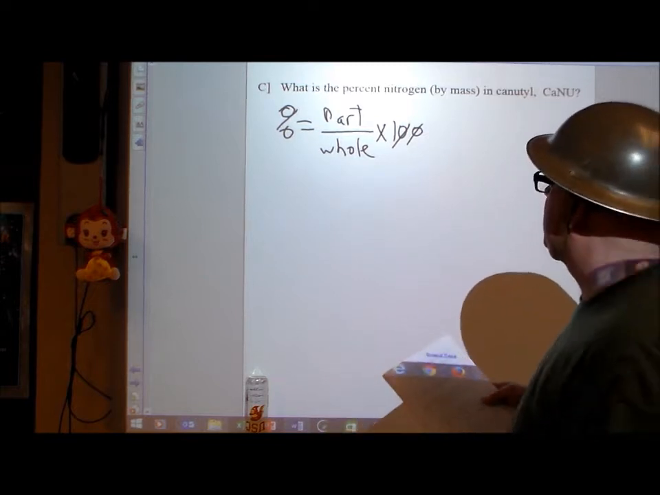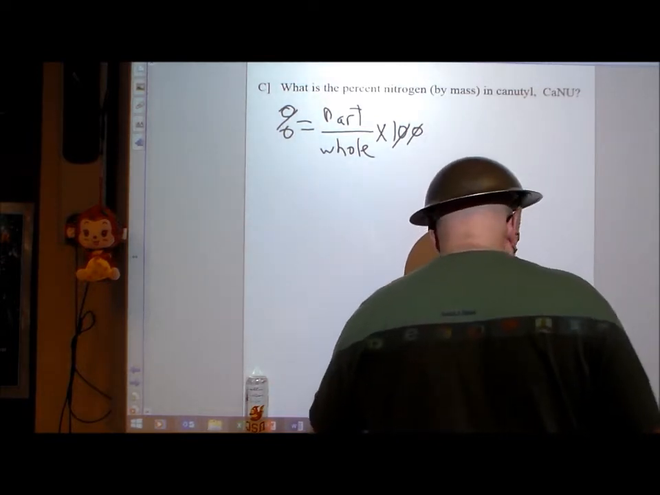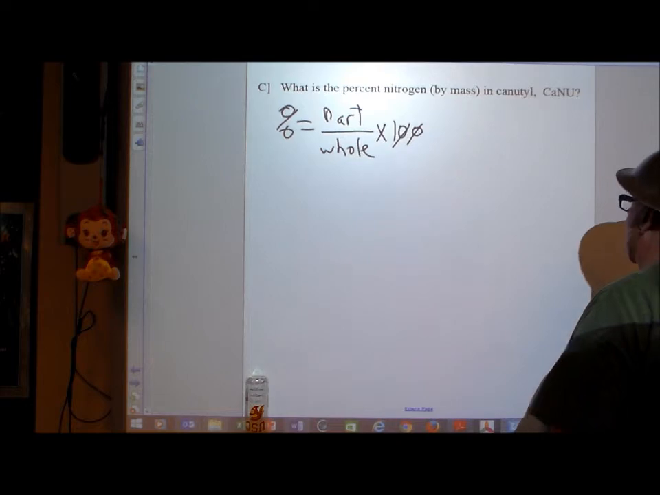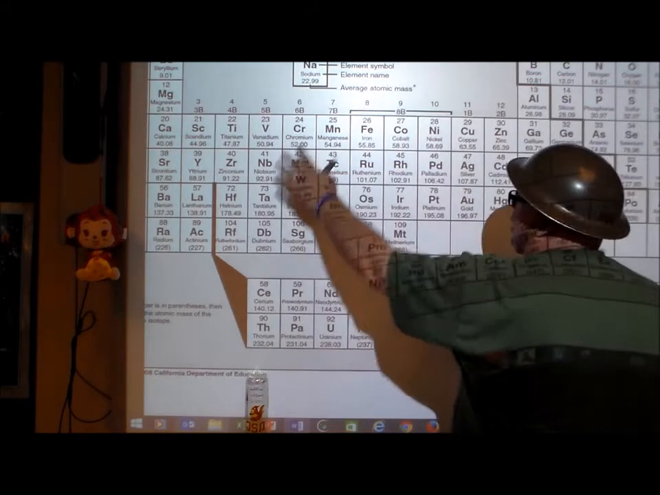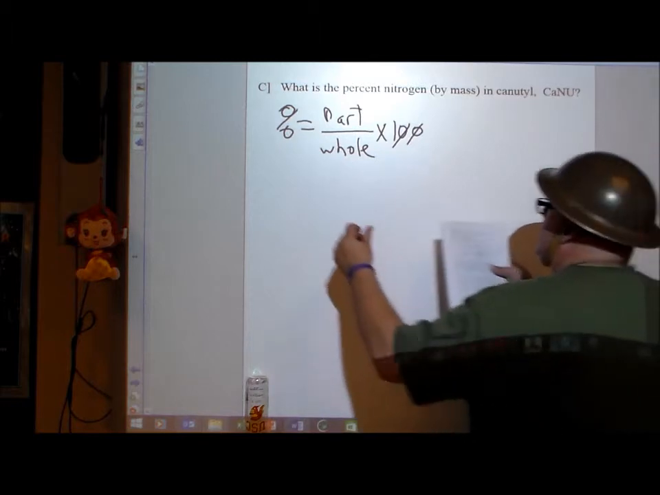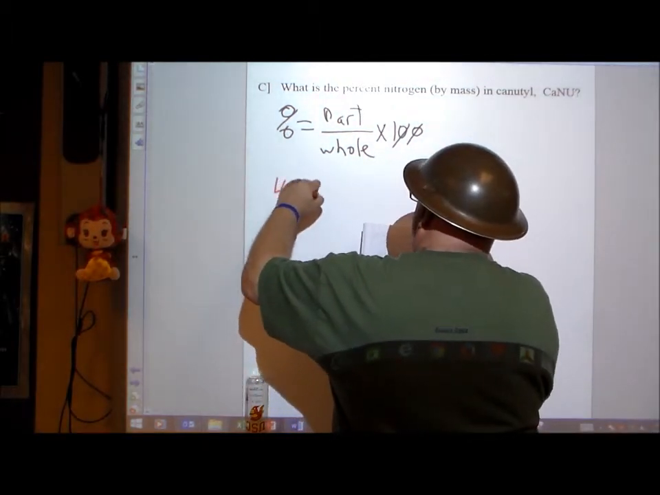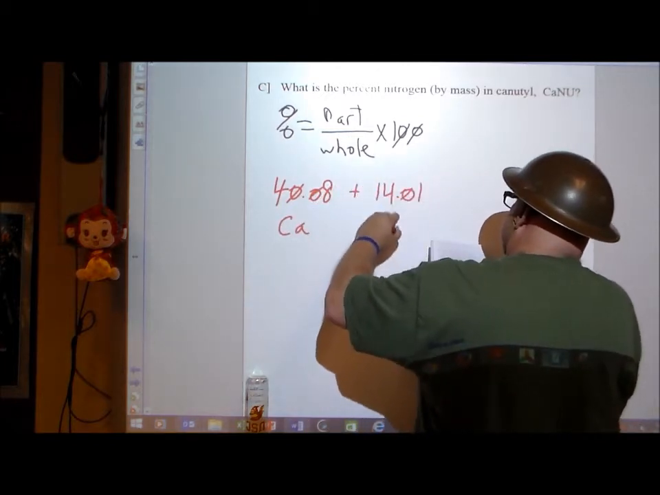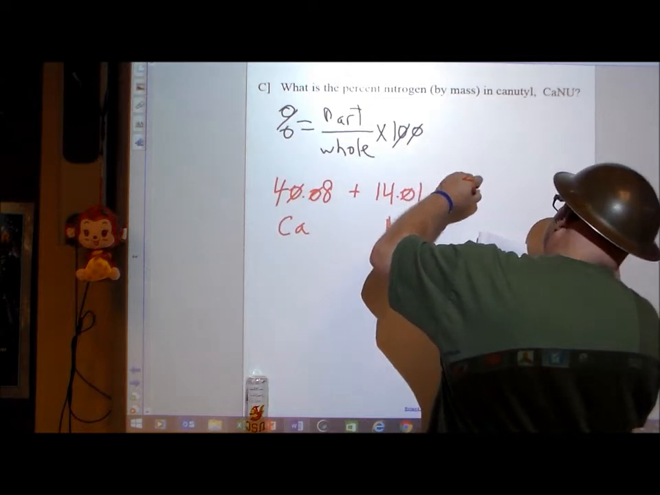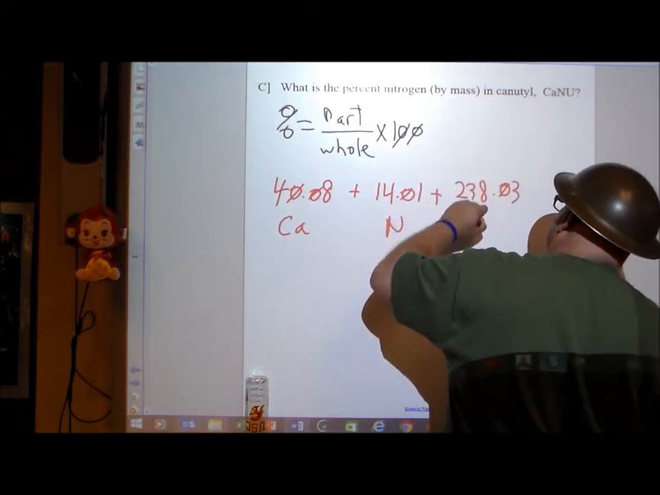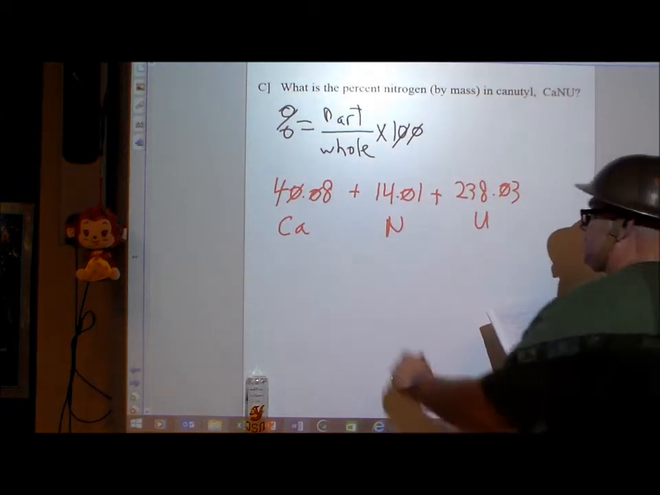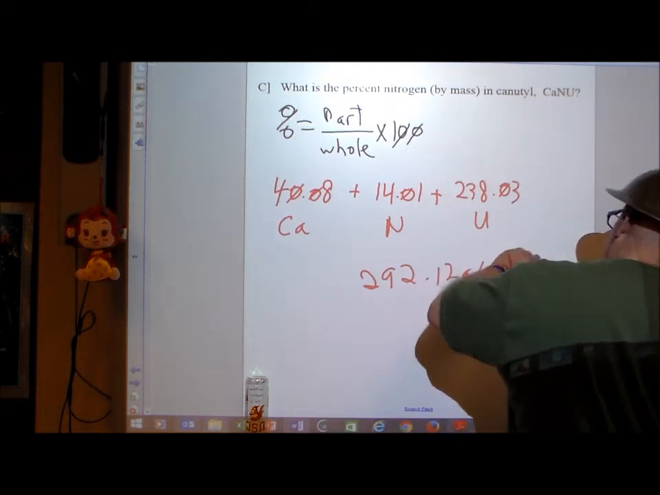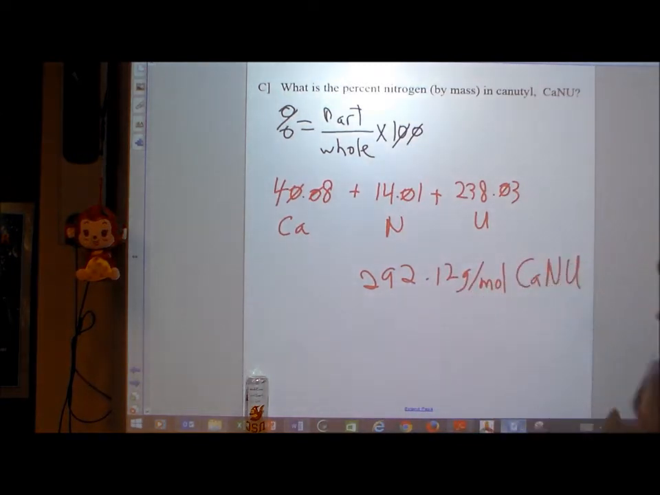All right. So we already know, based off of our previous problem, but I'm going to go through it again. We need to figure out how much 1 mole of the stuff weighs. I go back to my periodic chart and look that up. To keep it simple, I got 40.08, that's for our calcium, plus 14.01, that's for our nitrogen, plus 238.03, that's for our uranium. So the bottom line is we have 292.12 grams per mole of Canutil, okay?